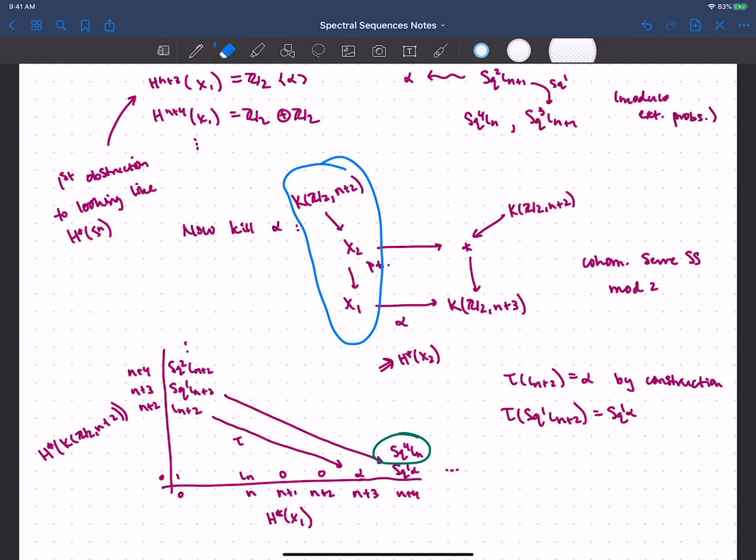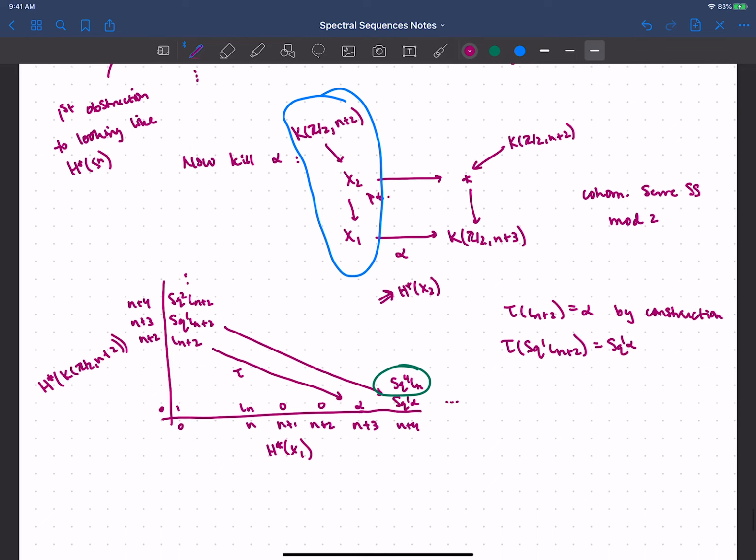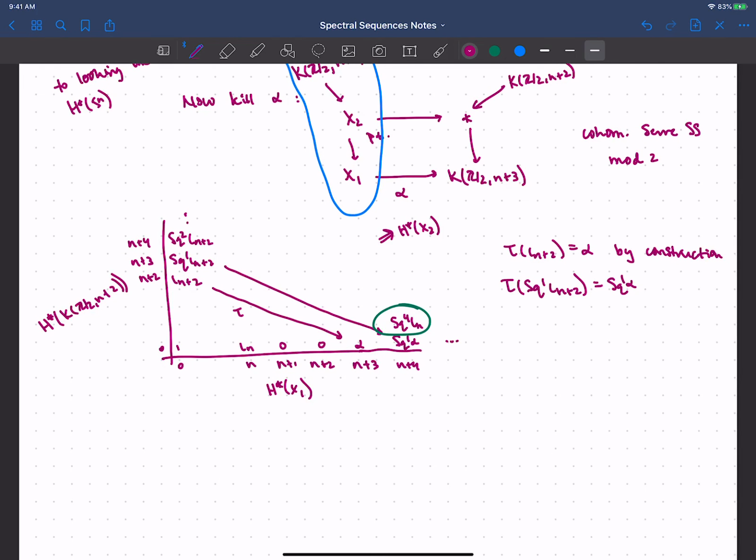But anyway, let me stop there in that computation because I just want to give you the idea. And let's see what we've now learned from X2. Well, looking at this computation, we know that H^(n+1) of X2 is the same as H^(n+2) of X2, is the same as H^(n+3) of X2, is 0, right?